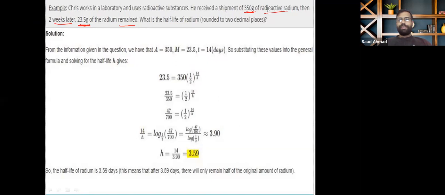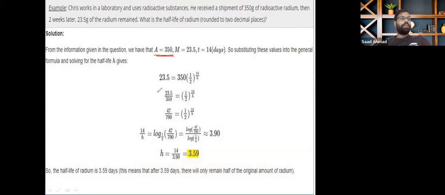It was radioactive. So it's just left with this much now after 2 weeks, because it keeps radiating and reducing. So we want to see what's the half-life. All right, so in this question, what information do we have? The initial amount that we get is 350.